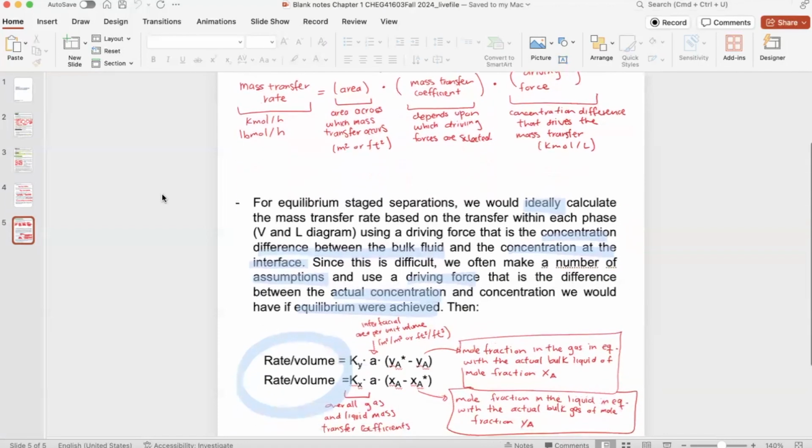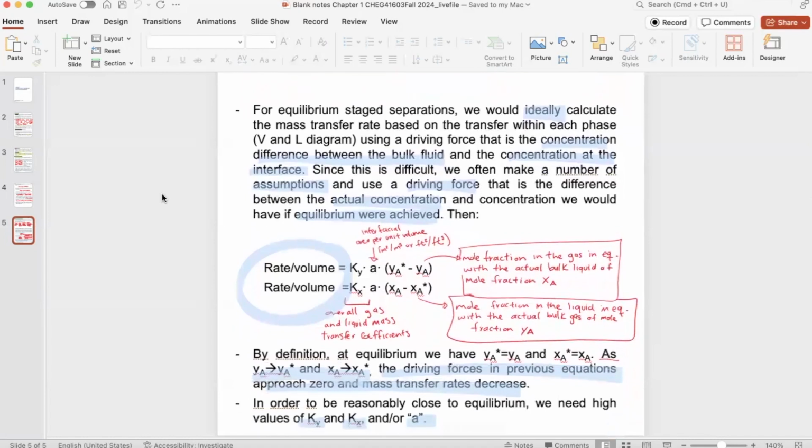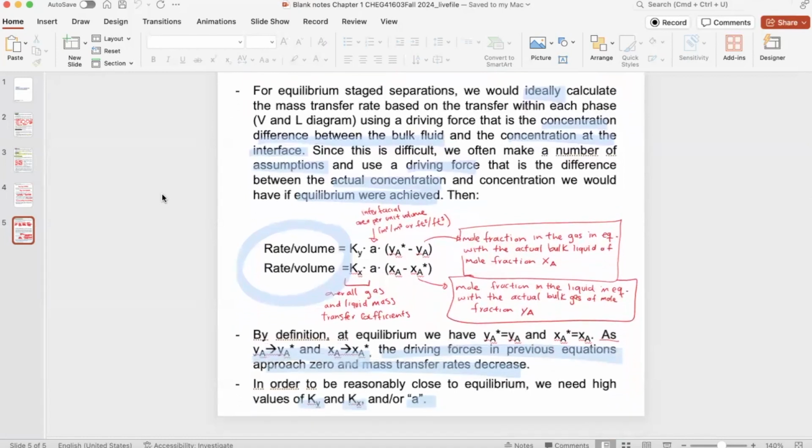For equilibrium stage separations, we could ideally calculate the mass transfer based on the transfer within each phase, V and L, vapor and liquid, using a driving force that is the difference between the concentration in the bulk fluid and the concentration at the interface. Since this is difficult, we often make a number of assumptions and use a driving force that is the difference between the actual concentration and the concentration we would have if equilibrium were achieved. Then we can reach these definitions for the rate over volume that involve the overall gas and liquid mass transfer coefficient, the interface area per unit volume, and the mole fractions both in the liquid and in the gas.